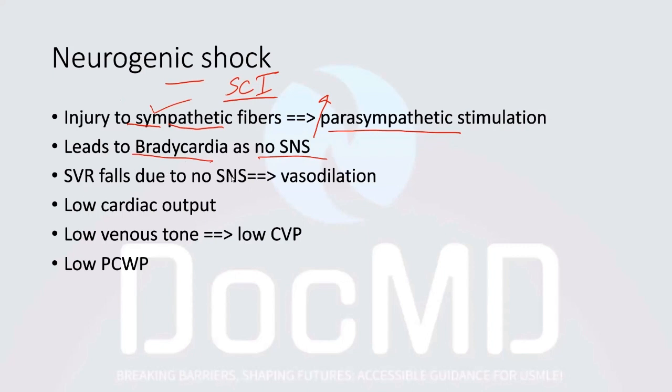Your SVR falls because your sympathetic nervous system is responsible for increased resistance. So you have vasodilation. You have a low cardiac output in this distributive type of shock because there is bradycardia. There is no sympathetic nervous system to cause increased contractility of the heart, right? So you will not have an increased cardiac index in this case because you have bradycardia and no sympathetic nervous system to increase the contractility of the heart. You have low venous tone, which can lead to low CVP and low wedge pressures. Again, this is due to the fall in the venous tone.